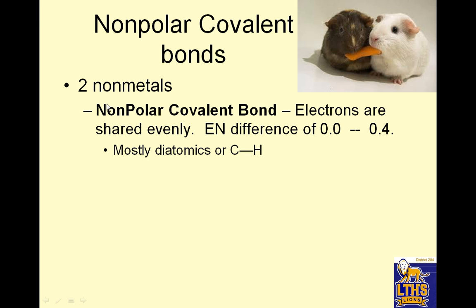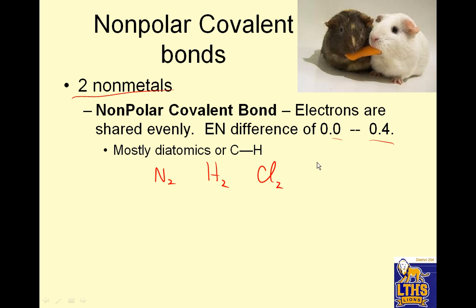Okay, nonpolar covalent bonds happen between two nonmetals. It's called a nonpolar covalent bond. Electrons are shared evenly or equally. The electronegativity difference is between 0.4 and 0. Mostly diatomic elements like N2 or H2 are going to make these kinds of bonds.